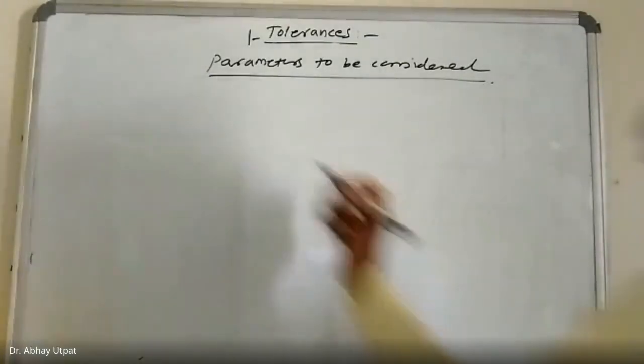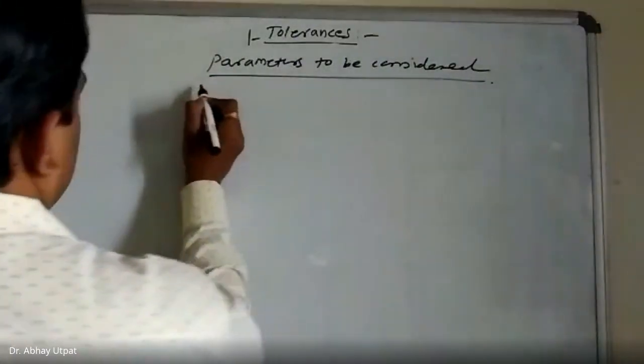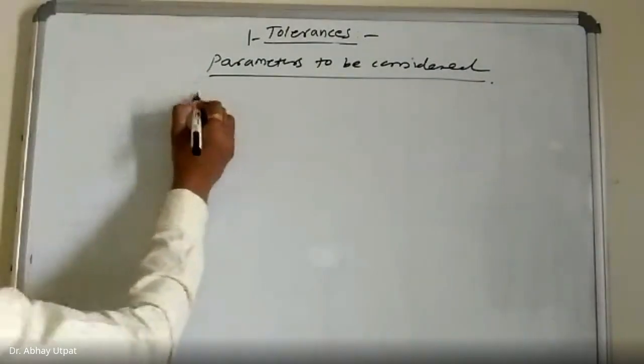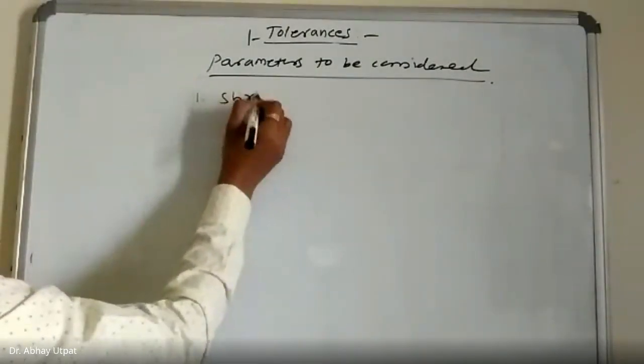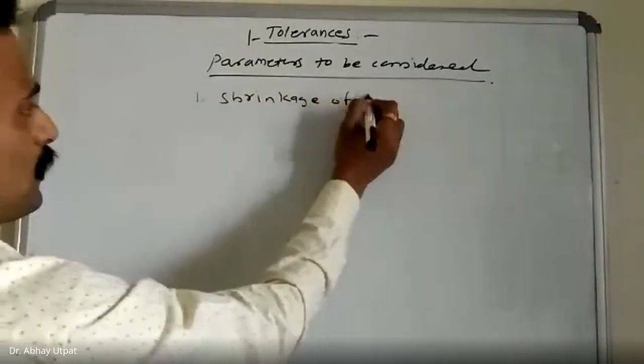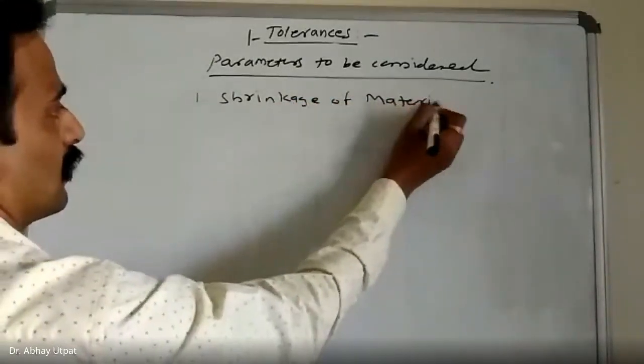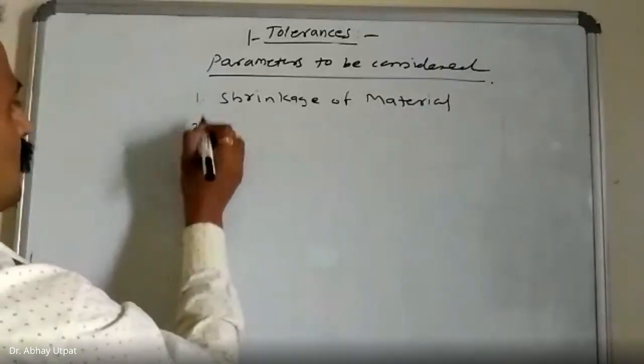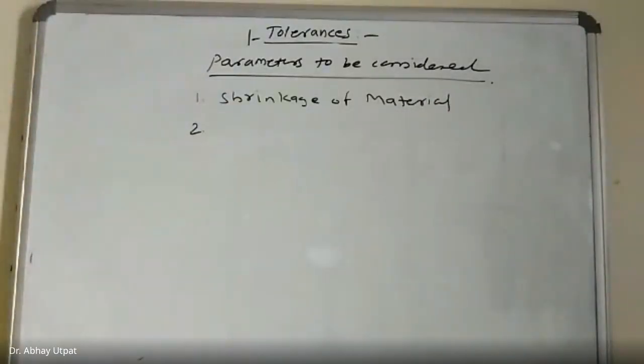First one is shrinkage of material. So you are going to provide different tolerances by considering the aspect. In that, the first aspect was material shrinkage and process parameter variation.